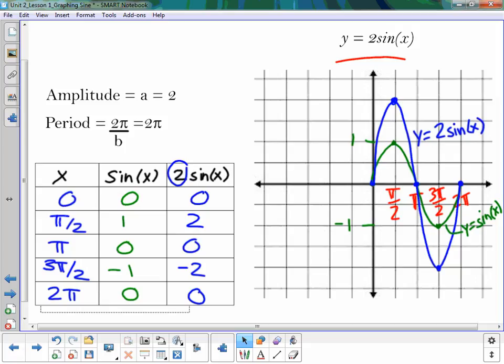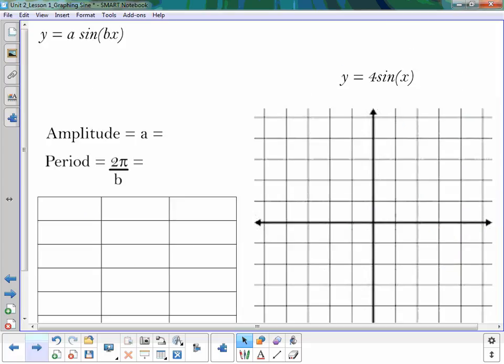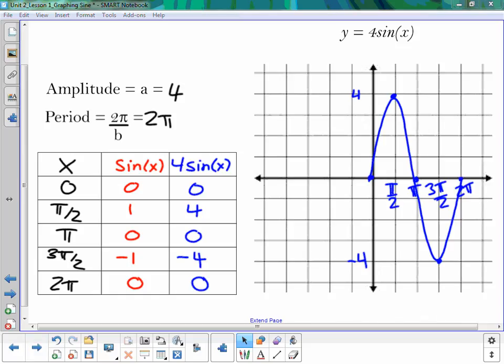Alright, so I want you to try y equals 4 sine x. Okay, so your period should stay the same. Your amplitude is going to change to be 4. So now we're just 4 units above and 4 units below the x-axis. That's the only thing that changed.